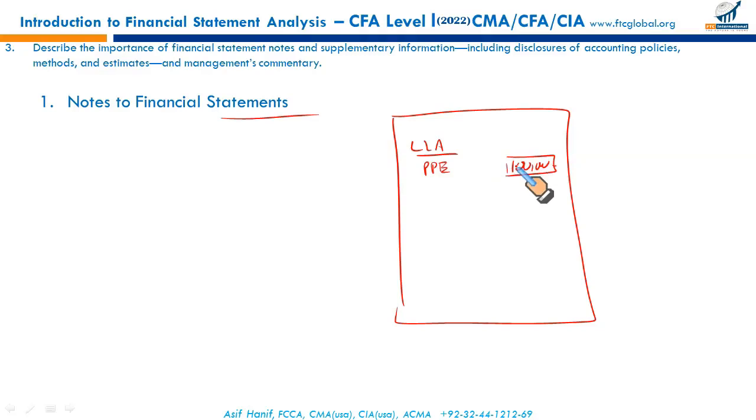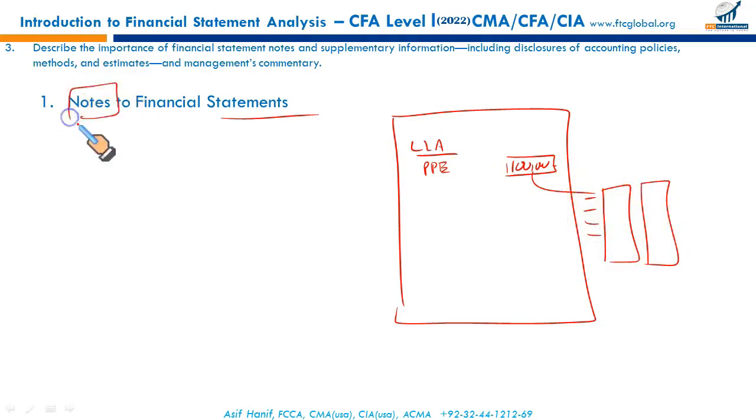I want to see what actually constitutes property, plant and equipment. I want to see the composition. I want to see the accumulated depreciation charge so far, the net book value of the component assets in property, plant and equipment. For this, notes are prepared, which is an integral part of financial statement.